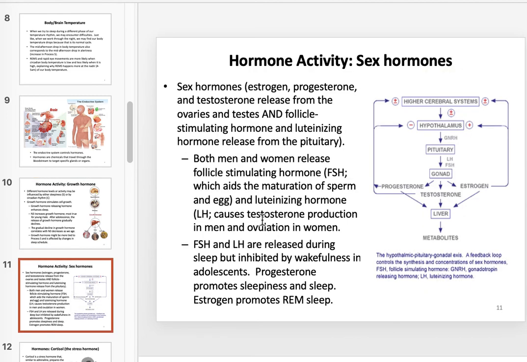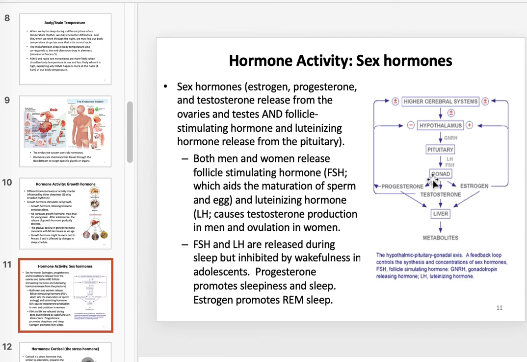What about the sex hormones? Once again, we're going to have the hypothalamus release a compound, in this case, gonadotropin releasing hormone. You don't need to know that. To the pituitary. The pituitary is going to release LH and FSH, luteinizing hormone and follicle stimulating hormone. That's going to go to the gonads, which is the general term for sex organs. So that's going to be the ovary in women. It's going to be the testes in men. We're going to release our sex hormones.